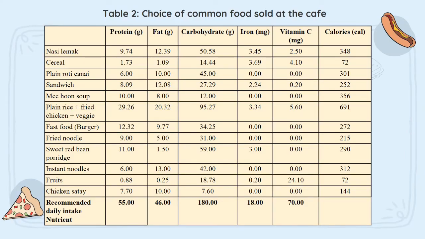Table 2 shows the choice of common food sold at the cafe. The following are the most chosen menu items by students for three meals a day. The majority of students pick nasi lemak for breakfast, plain rice with fried chicken and mixed vegetables for lunch, and lastly, for dinner, a cup of instant noodles.